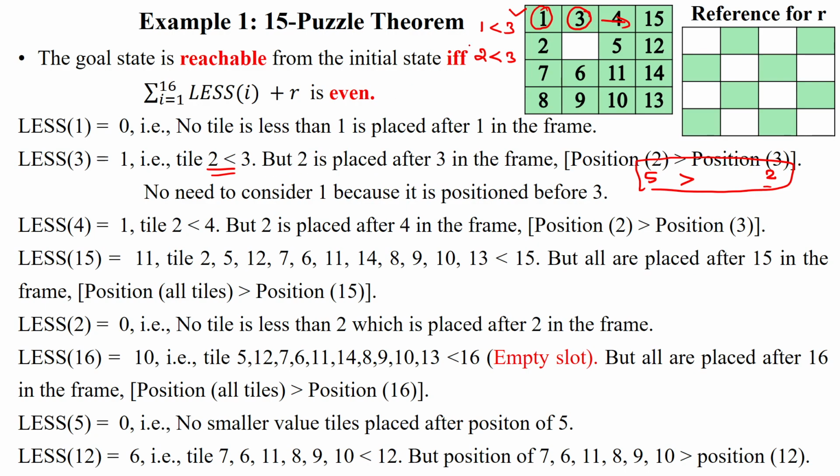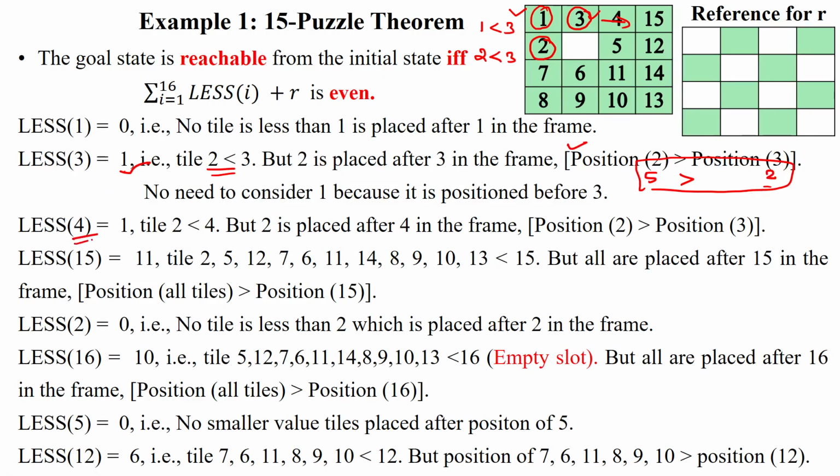So how many tiles are available in this case? Only 2 is available for this 3. So the number of tiles which are less than 3 and placed after the 3 is only 1. So that's what is given: less of 3 equals 1.